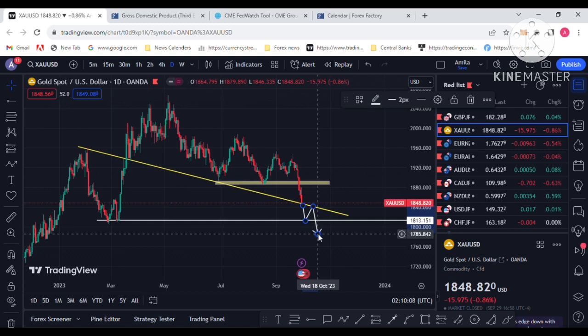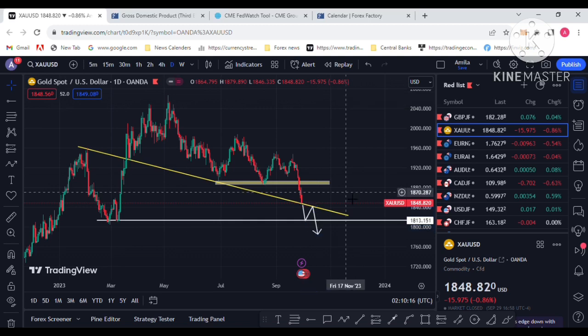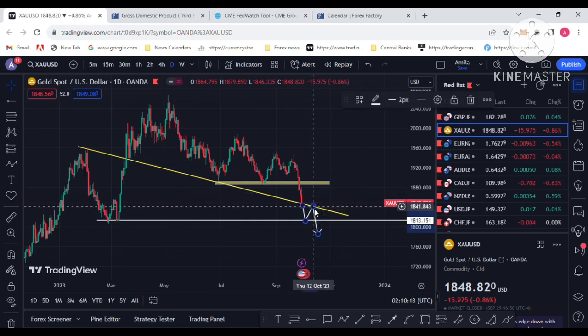Remember, gold has more sell pressure. So that's the analysis. Manage your risk well, manage your money well, and take trades with confirmations from smaller time frames.